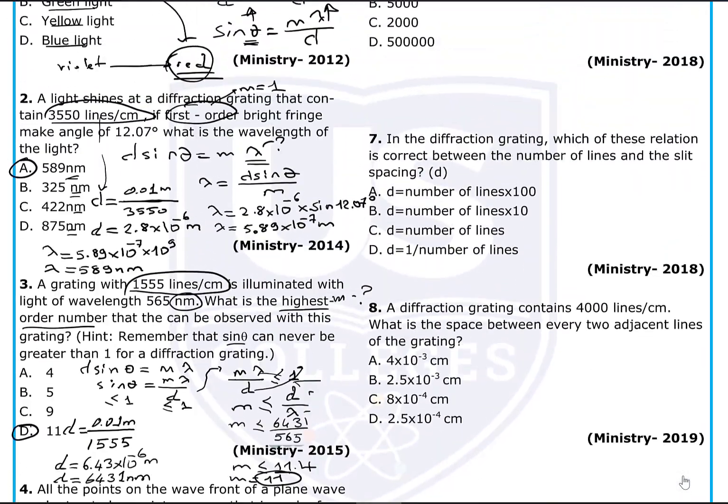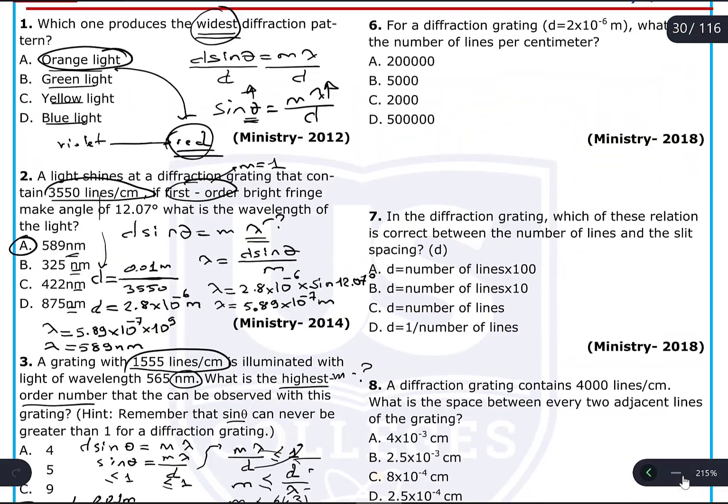And question number 6. For a diffraction grating, d is 2 times 10 to the power of negative 6 meter. What is the number of lines per centimeter? I will use the reverse. Remember, d is calculated by 1 over n. This time d is given, n will be calculated by cross product. So when we cross multiply, n is going to be 1 over d.